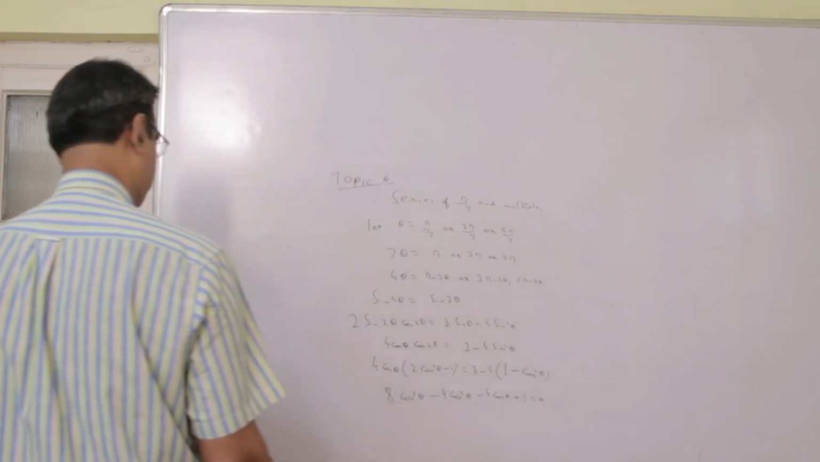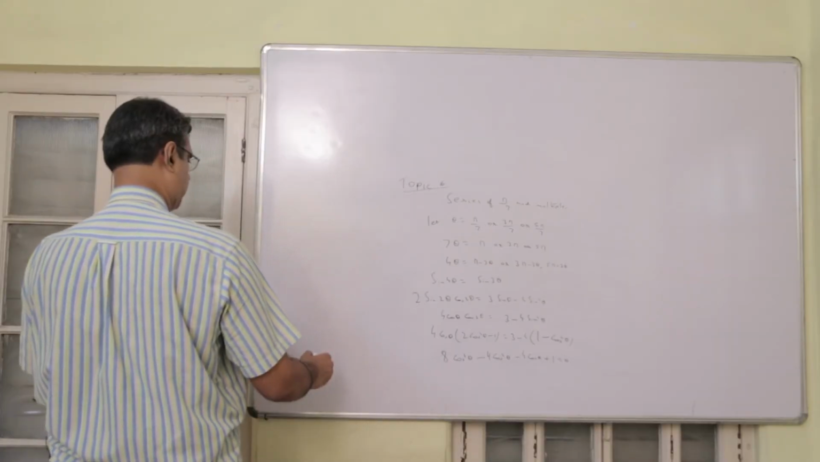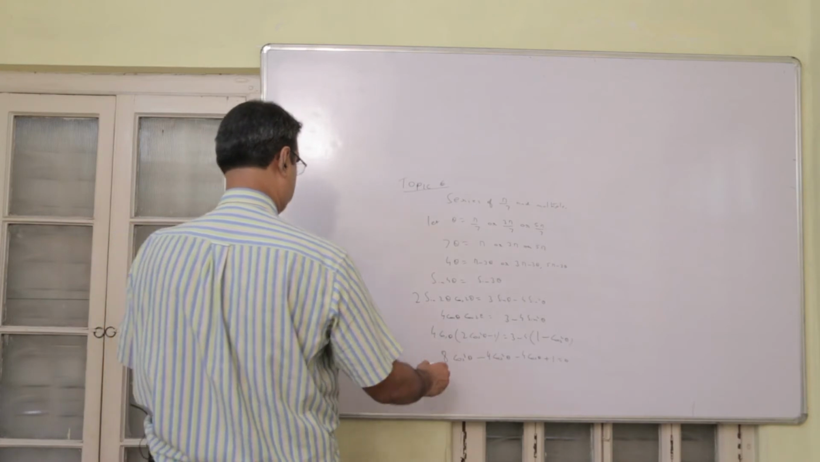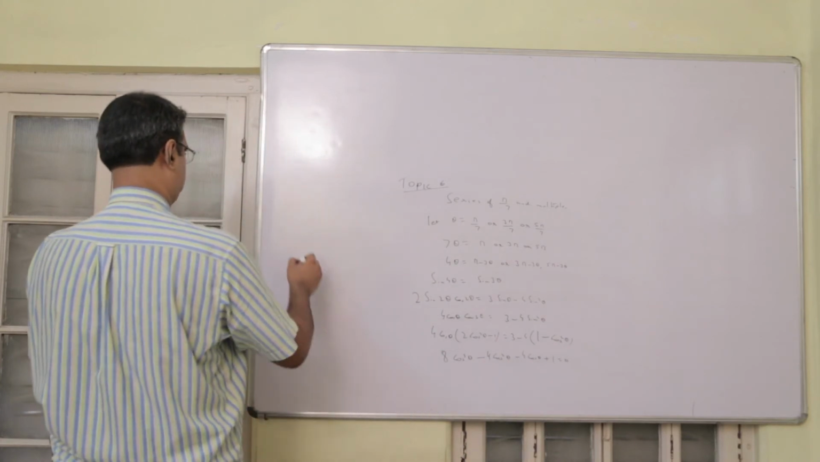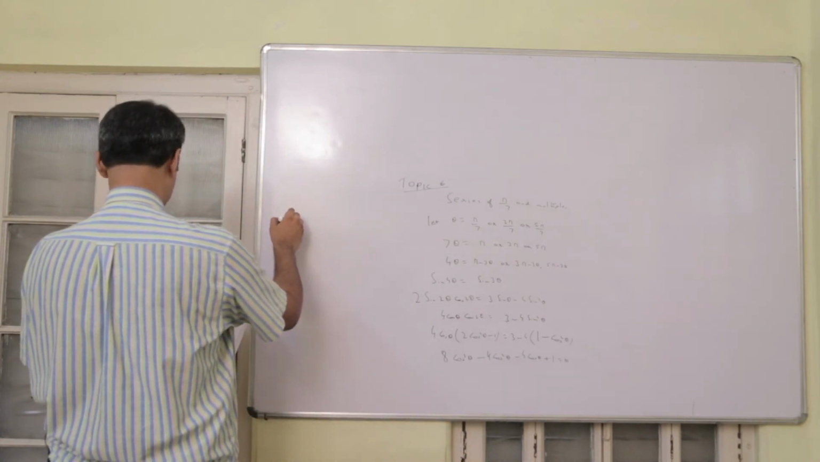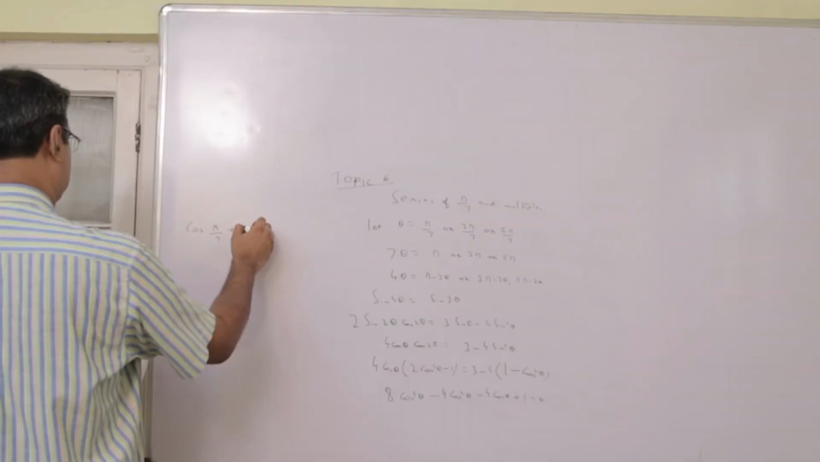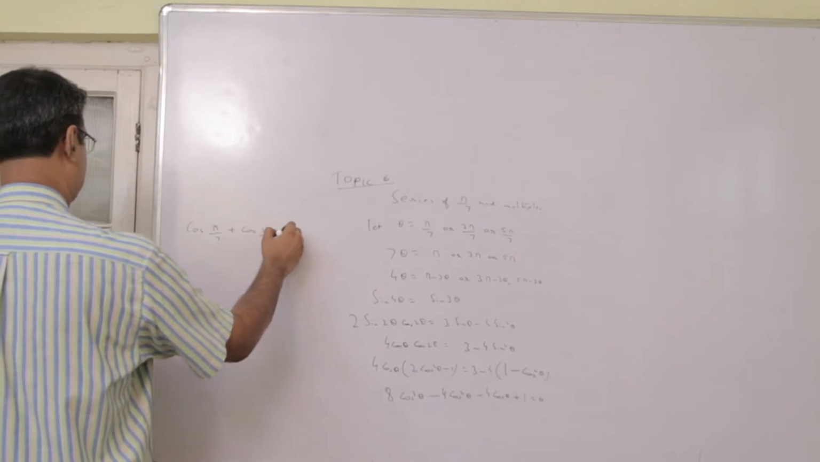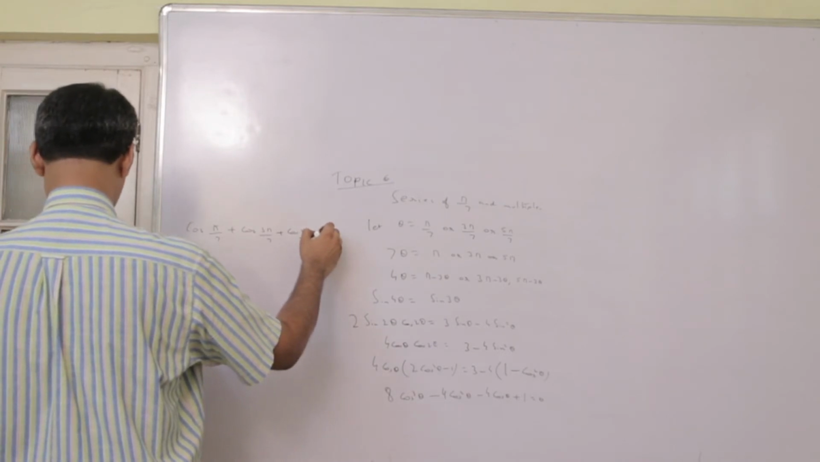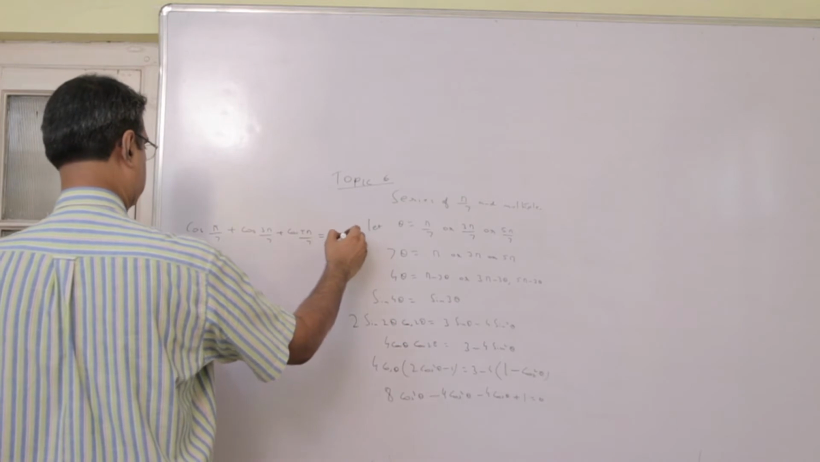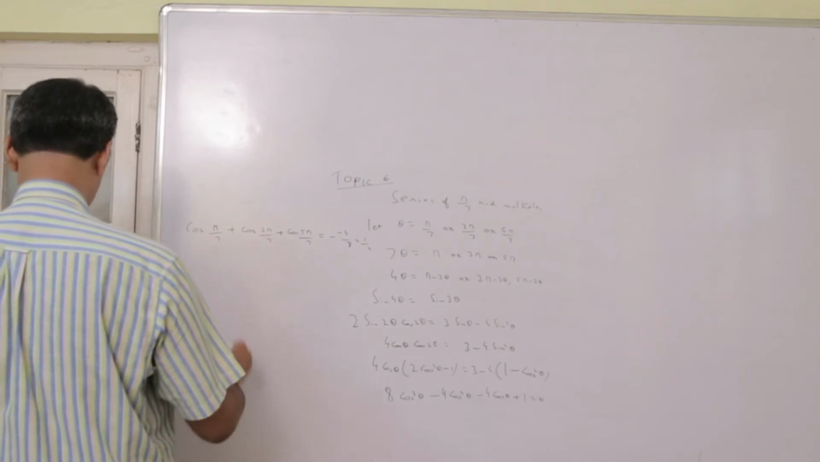So 8 cos cube theta minus 4 cos square theta minus 4 cos theta plus 1 is 0. So this is an equation whose roots are cos pi by 7, cos 3 pi by 7 and cos 5 pi by 7. So what are the conclusions we can derive? So we can say that cos pi by 7 plus cos 3 pi by 7 plus cos 5 pi by 7 is equal to half. That is the first conclusion.